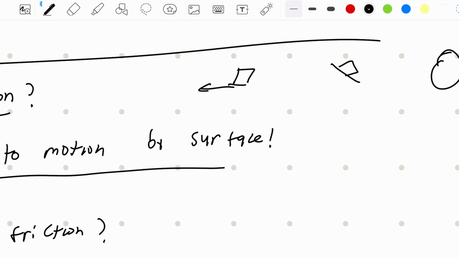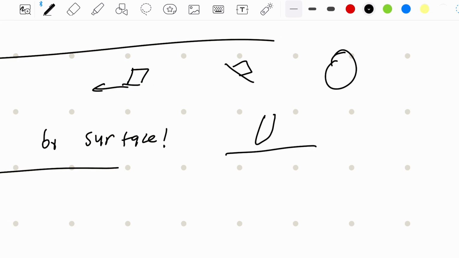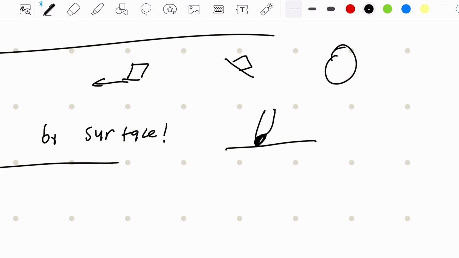And if you do a thought experiment or some kind of actual physical experiment, if you were to put your finger along a table, a surface like this, and you were to press down, the harder you press down on this table, the harder it will be for you to slide it across, the greater the force of friction.